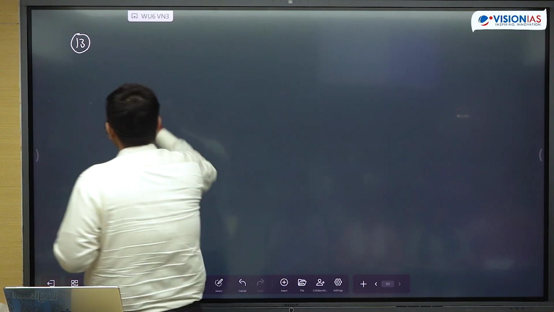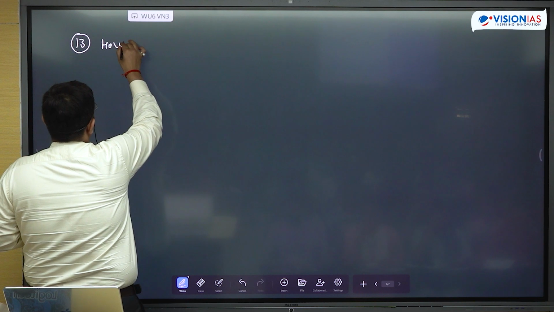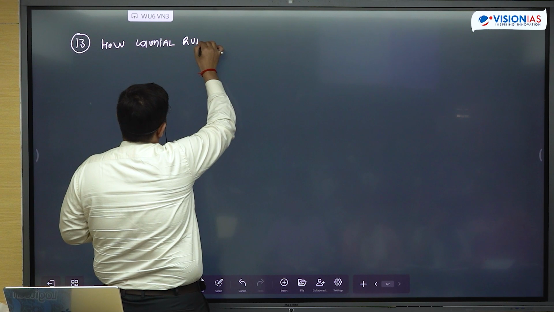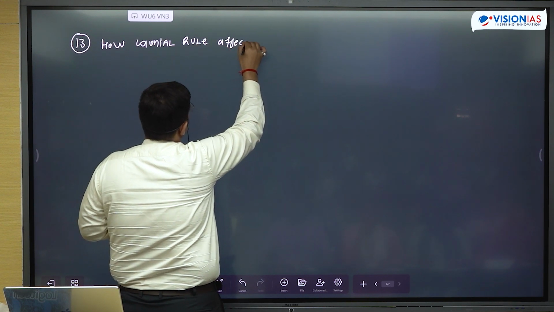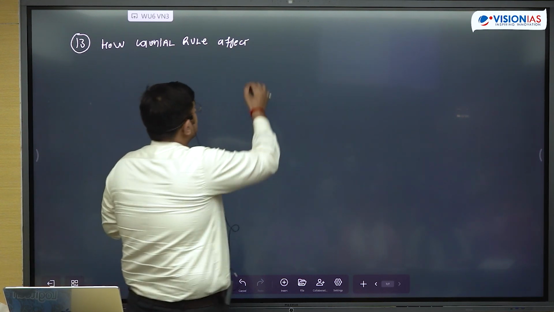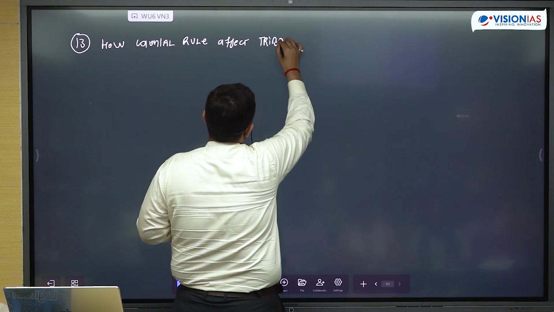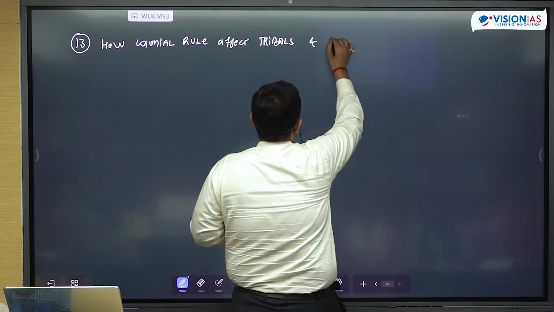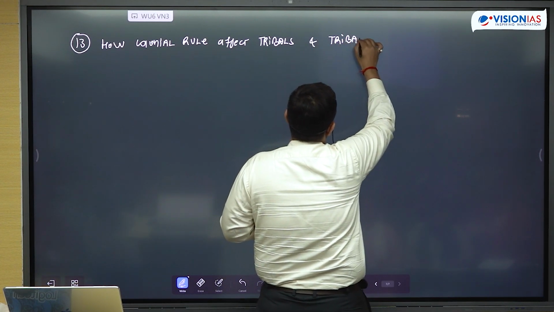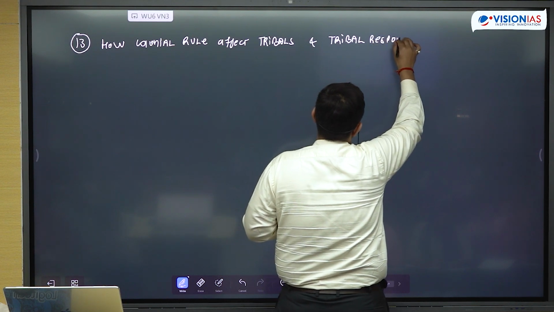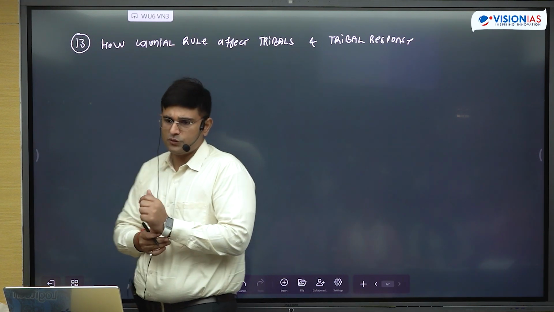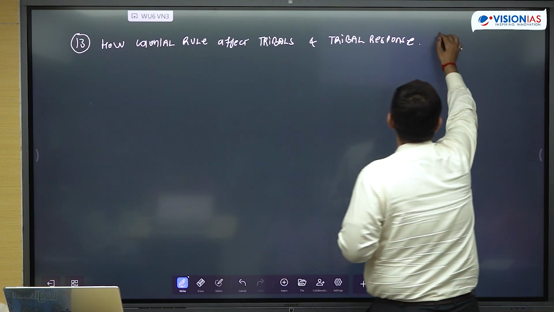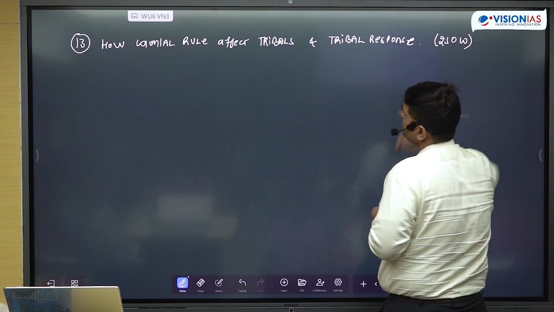The question is, how did the colonial rule affect tribals in India? And what was the tribal response to the colonial oppression? 250 words it is to be answered.